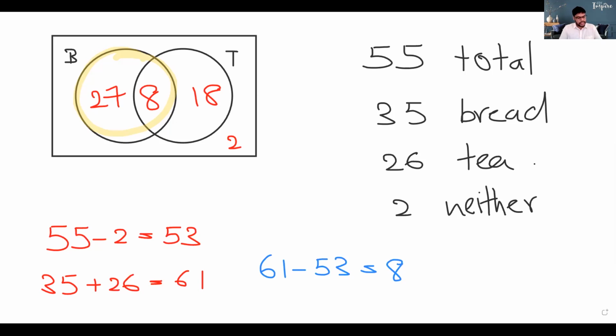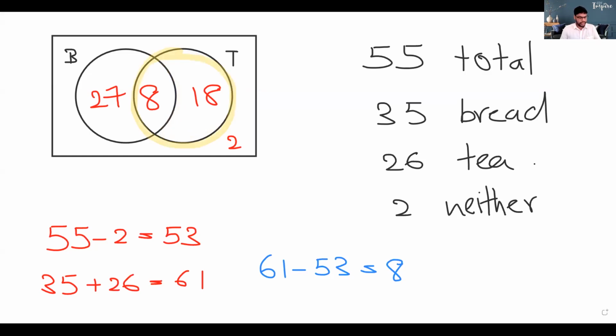So children, that means when they say 26 people drank tea, they mean this entire circle is 26, right? That's what they mean. Okay, so children, you have to be very careful, right? If they say 26 drank tea only, then they are talking about this part. But they don't say that. They are saying 26 drank tea, which means they are talking about this entire circle, right?